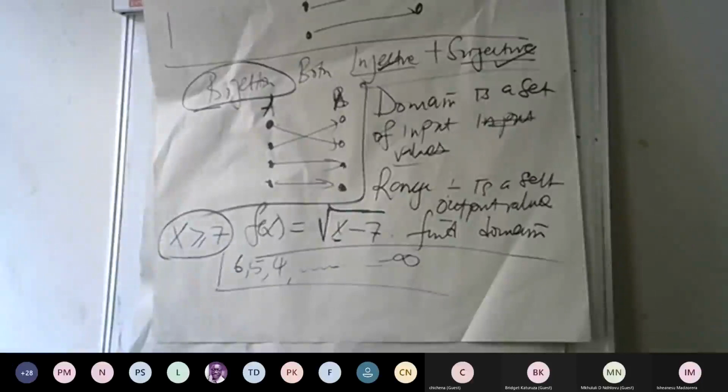What I don't want is anything like 6, 5, 4, and we go on to negative infinity in terms of those integer values there. So I can define my domain like that. x should be greater than or equal to 7. I can start with 7 itself. Then the square root of 0 is 0.